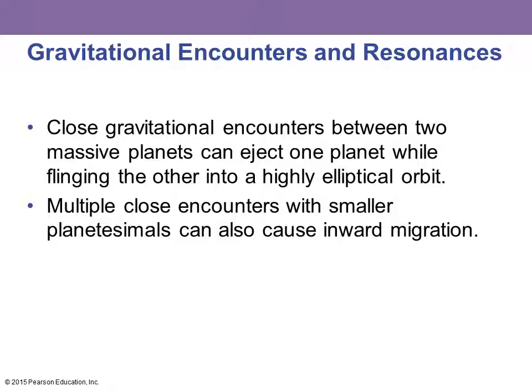What about gravitational encounters? Well, a close gravitational encounter between two bigger planets can actually eject one planet while flinging the other one into a highly elliptical orbit. So the common gravitational attraction of two planets can actually throw themselves off quite a bit and change their orbits radically. Multiple close encounters with smaller chunks of planet could also cause inward migration. So that might be an explanation for how some of these larger planets are closer to the star.